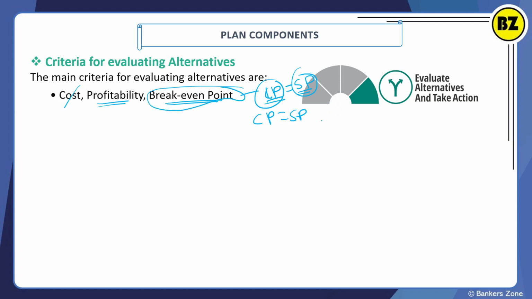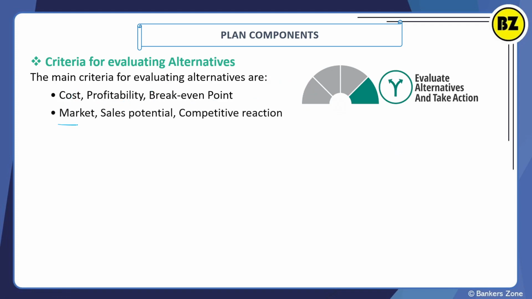For example, you have produced or purchased something for 5,000 rupees and you are selling it at 5,000 rupees. Okay, so this is what a break even point. If you sell anything more than that, that will be the profit, right? So that is a break even point. Okay, now markets, sales potential, competitive reaction. So that can be the criteria for evaluation of the alternative. For example, what market you are having, what is the sales potential, what is the competitive reaction.